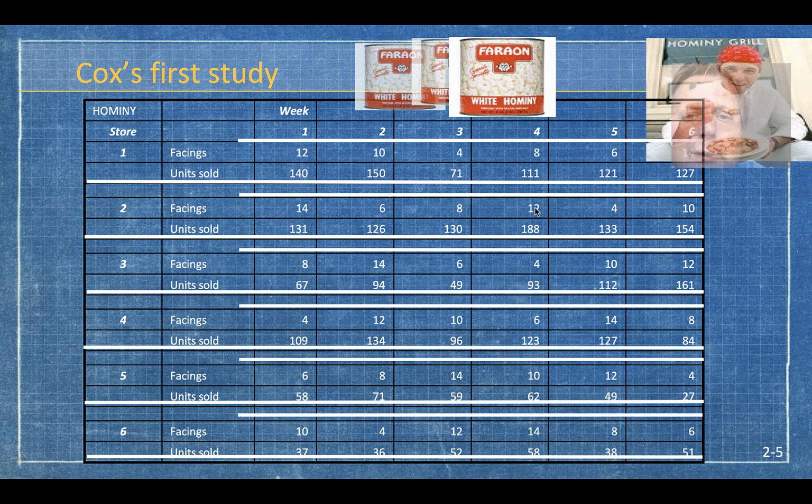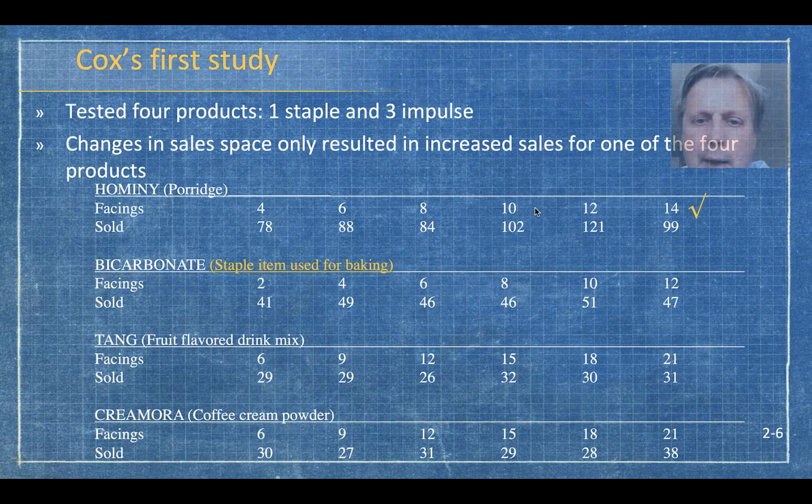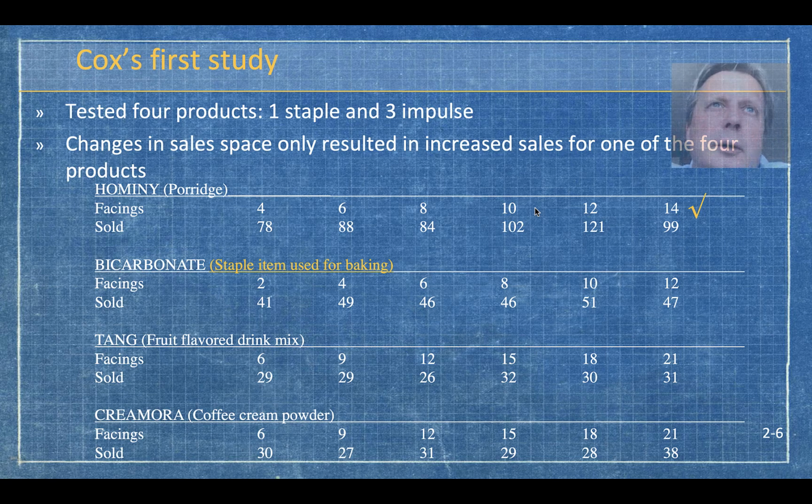So the only really good way of ensuring that you get the results that you want is to work with a Latin square design such as this one that Cox did. And what Cox found was that of the 4 brands that he tested, he actually only got a result for one of them. And as you can see, he can see a steady increase, even though it goes down a bit for the 14 facings, but it's a more or less steady increase between 4, 6, 8, 10, and 12. Whereas for the bicarbonate, the Tang, and the Cremora, he doesn't find any results.